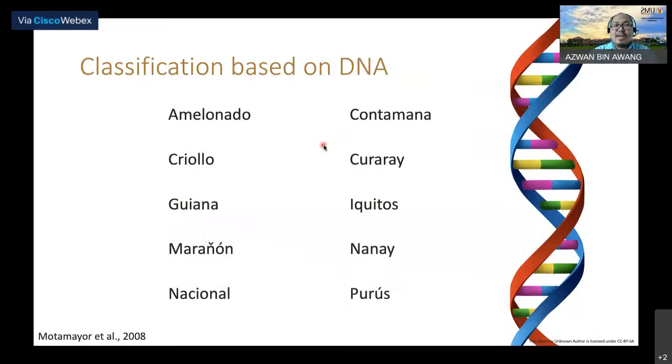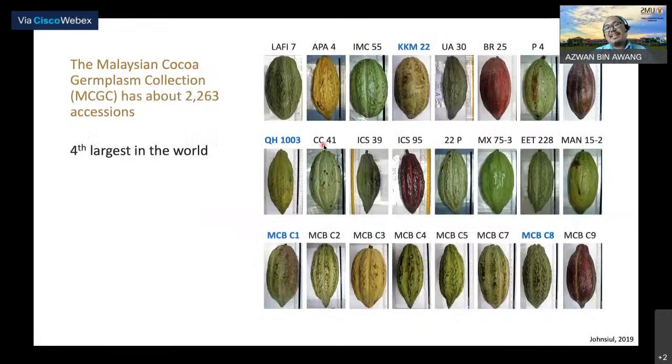Okay. So now that is based on what we call morphology, rupa bentuk. Kalau rupa bentuk, we can divide into three categories. But based on DNA, cocoa can be separated or categorized into 10, right? Okay. So why do we need all this category? Because we need them so we can classify them, we can understand the characteristic. Later on, if we want to create a new type of cocoa plants, we can choose from this category.